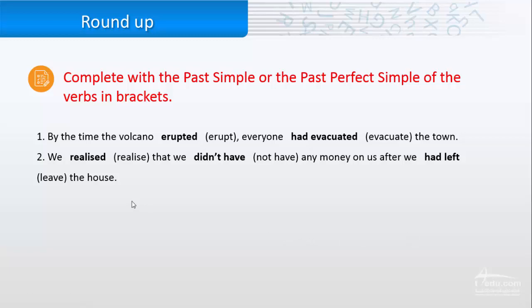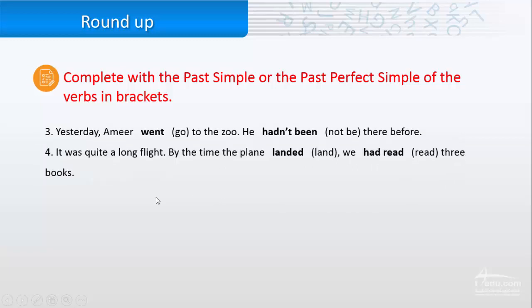Number 1, by the time the volcano erupted, everyone had evacuated the town. So this has happened before this action, so we added had, then the verb 3. Number 2, we realized that we didn't have any money on us after we had left the house. Excellent. 3, yesterday Amir went to the zoo. He had not been there before.